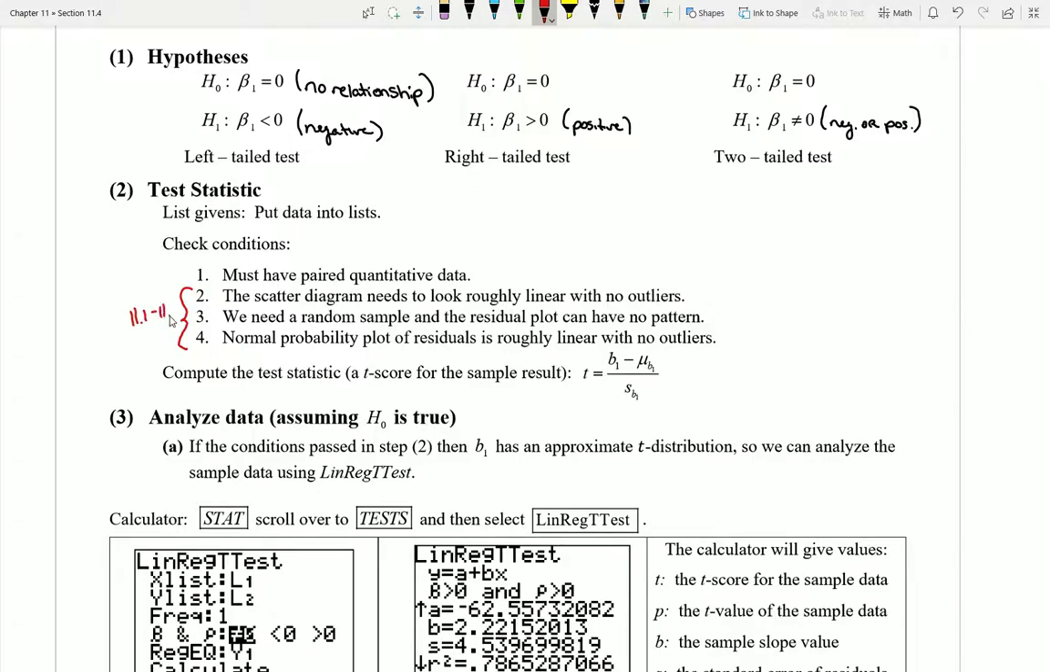11.1 through 11.3. That is, we need to understand how to make a scatter diagram. We need to understand how to make a residual plot and a normal probability plot for residuals. So I have all of these things here that I need to make. And these are all the different pictures that we've talked about over the past couple sections. So the checks here are probably the longest and most annoying part of this test.